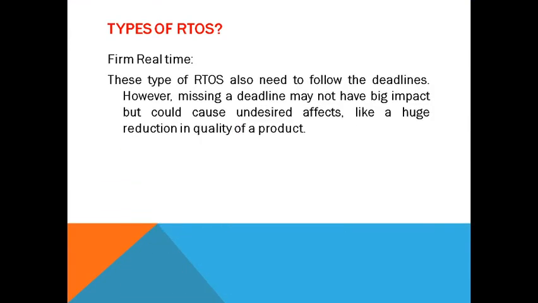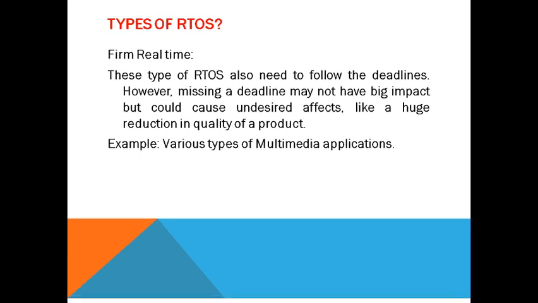This type of RTOS also needs to follow the deadline. However, missing a deadline may not have a big impact but could cause an undesired effect, like a huge reduction in the quality of a product. We can take the example of a microwave oven. If we miss the deadline while making a cake and it burns, it affects us but not in a huge manner, meaning it is not safety critical. There is no loss of human lives here, but there is a loss in the taste of your cake. Examples are various types of multimedia applications.